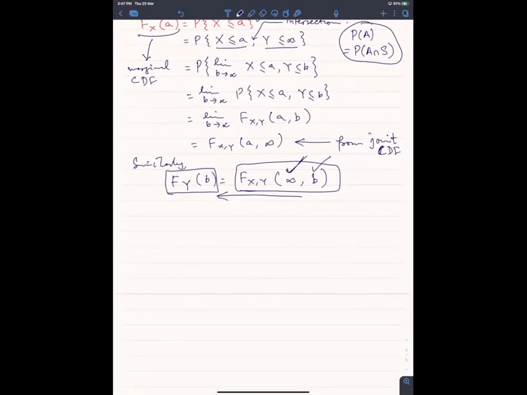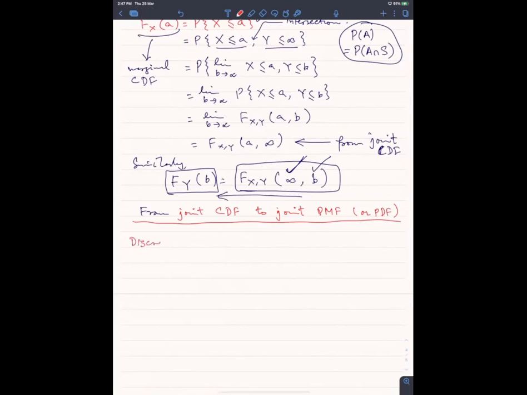Now, from the joint CDF to the joint PMF and PDF, how will we go? It will go exactly the way we used to go before. In the discrete case, the jumps in the joint CDF will tell you the PMF values. And for the continuous case, how would you find the PDF from the CDF? We used to differentiate it, but this time we will not differentiate just once. Now we will need to differentiate more.